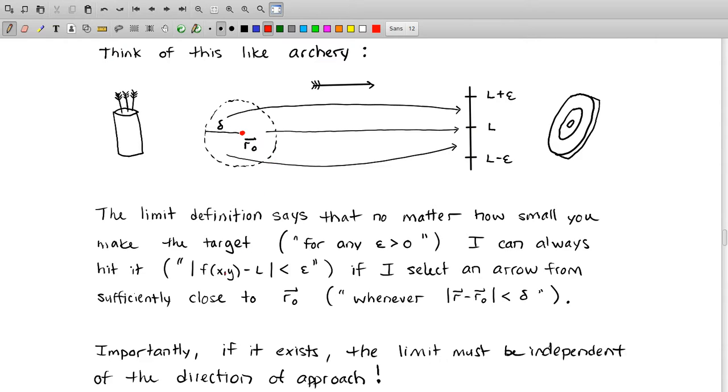That means that the magnitude of the function value minus L is less than epsilon, right? No matter how small you make this target, I can make sure that I hit that target somewhere in here if I draw my arrow from sufficiently close to the point r naught. And that's whenever r minus r naught is less than delta. Okay, so if this function has a limit, if the value of the function approaches L when xy approaches r naught, this process is true. No matter how small you make the target, I can always hit it if I'm sufficiently close to the point r naught. This is the formal definition of a limit.